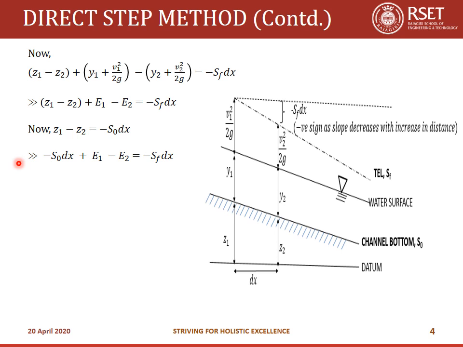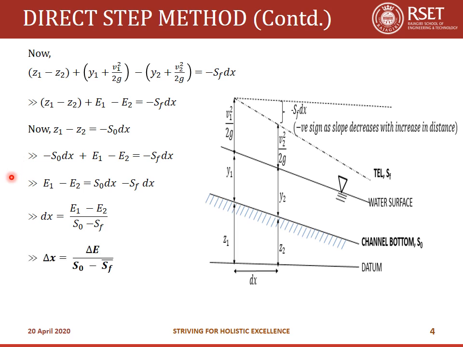So I will get minus S0 into dx plus E1 minus E2 is equal to minus Sf into dx. I'll take S0 into dx to the other side. So E1 minus E2 would become S0 into dx minus Sf into dx, or I will get dx is equal to E1 minus E2 divided by S0 minus Sf. Now this is the differential equation form of the dynamic equation that I'm going to convert to the numerical equation form.